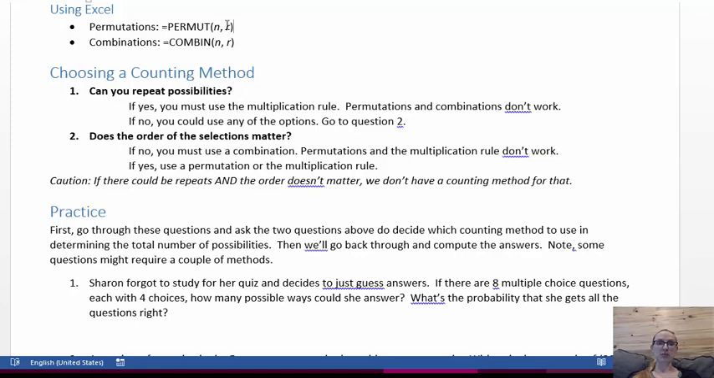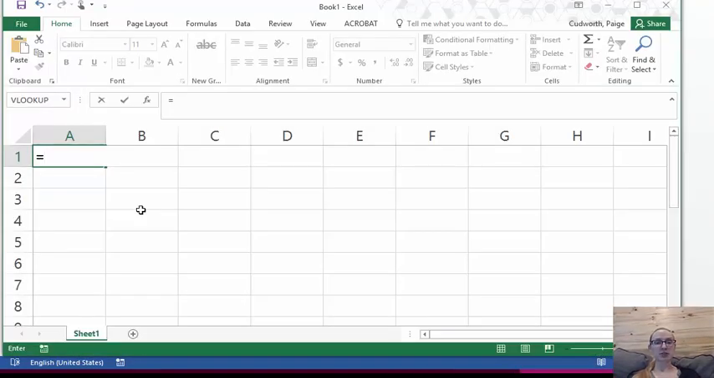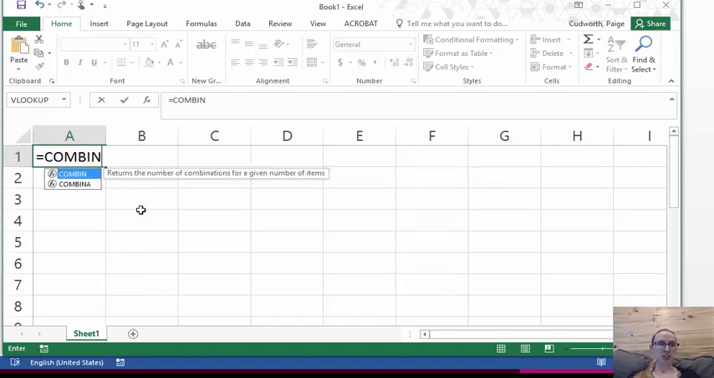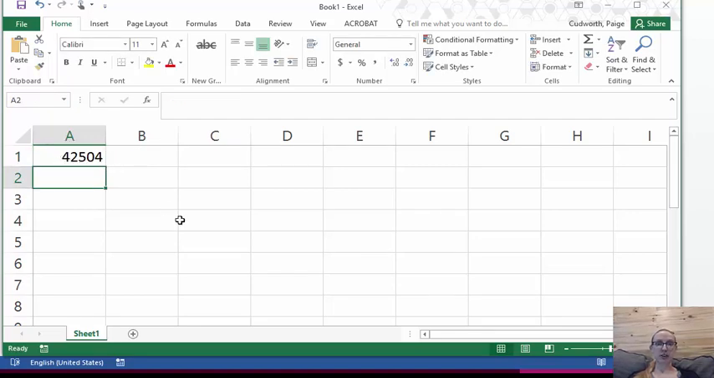Both of them have the same order. We put in the N first and then the R. Remember, N is the bigger number. It's the total number of possibilities you're picking from, and R is how many possibilities you're selecting. So just to show you an example, if I wanted to do my last example with the board of directors, we would do a combination, and we had 24 options with five selections. So that was our N 24, R 5. So I use =COMBIN(24,5), and this gives me 42,504, which is the same thing that we got from the formula.